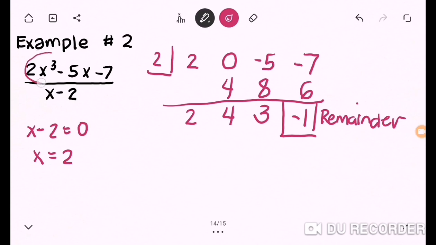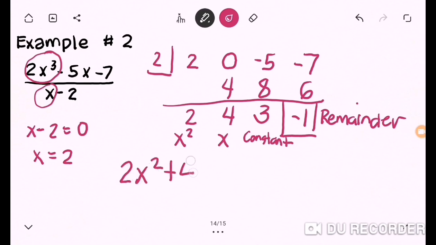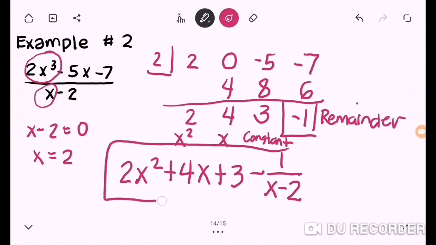So, we have again degree 3 na dividend, degree 1 ang ating divisor. So, ang ating magiging coefficient or degree ng coefficient natin ay degree 2. Ito yung para sa degree 1. Ito naman ang constant term natin. So, we now have 2x squared plus 4x plus 3. So, plus the remainder. So, ang ating remainder is negative, so, minus 1 all over the divisor. Okay, so ito ang ating final answer.